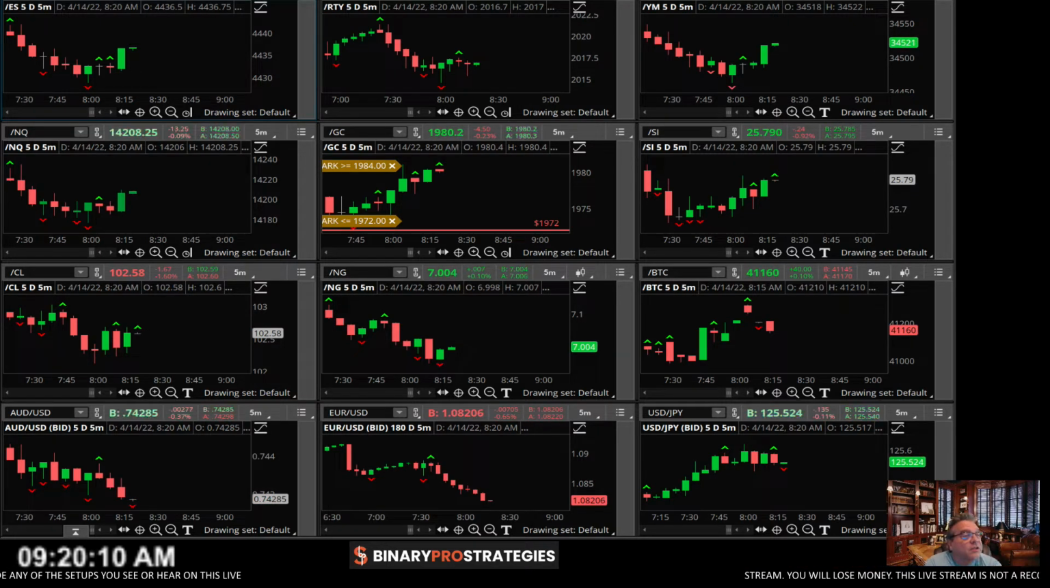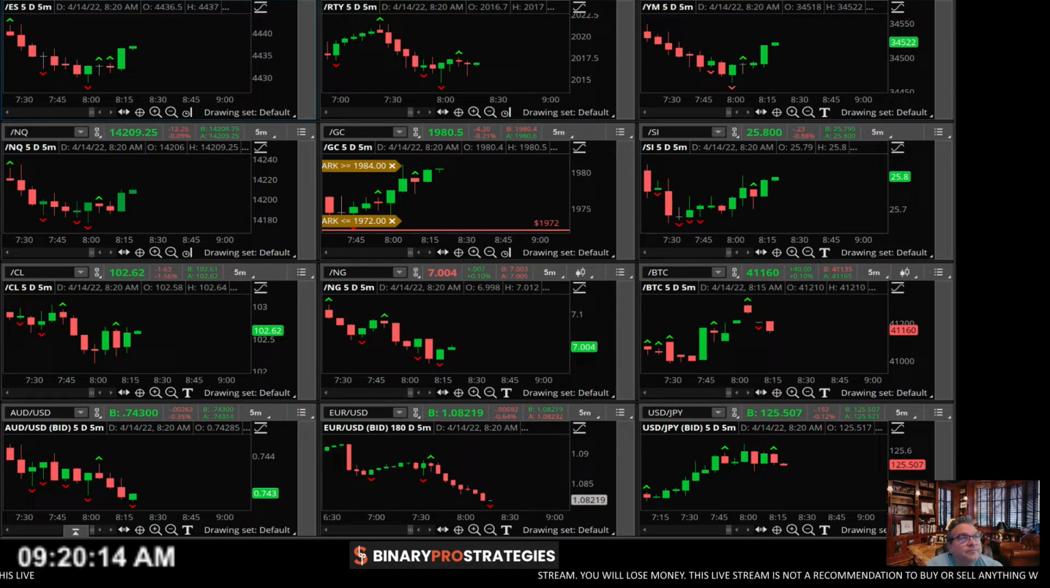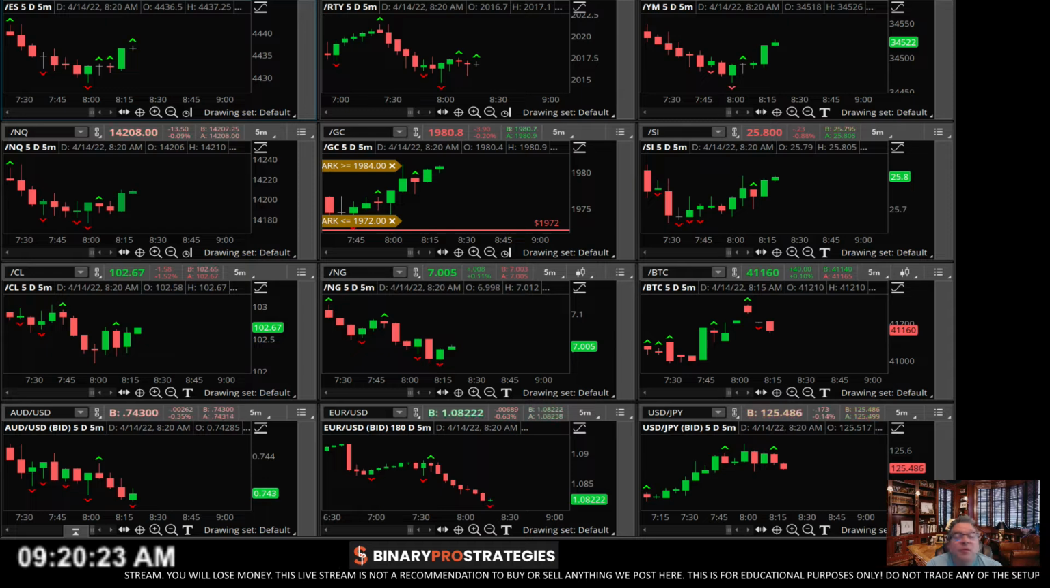Gold is slowly inching its way up. The Dow's going to open here in about 10 minutes. Looks like it's going to be a fairly mixed opening. Probably open lower would be my expectation.